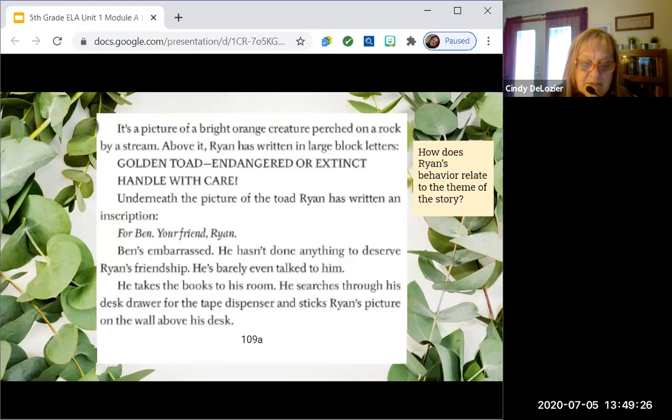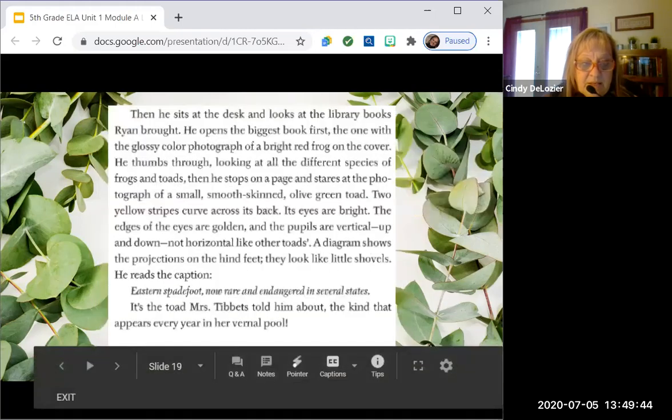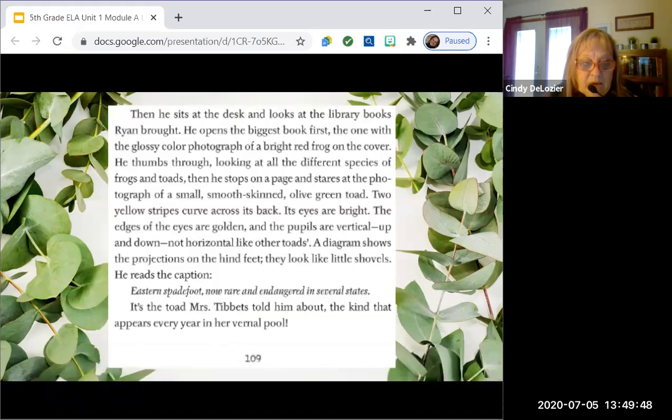Ben's embarrassed. He hasn't done anything to deserve Ryan's friendship. He's barely even talked to him. He takes the books to his room. He searches through his desk drawer for the tape dispenser and sticks Ryan's picture on the wall above his desk. Then he sits at the desk and looks at the library books Ryan brought. He opens the biggest book first, the one with the glossy color photograph of a bright red frog on the cover. He thumbs through, looking at all the different species of frogs and toads.